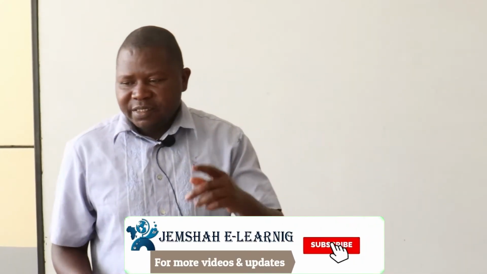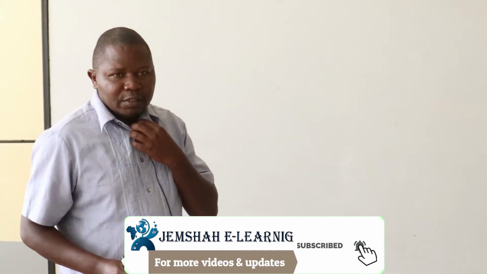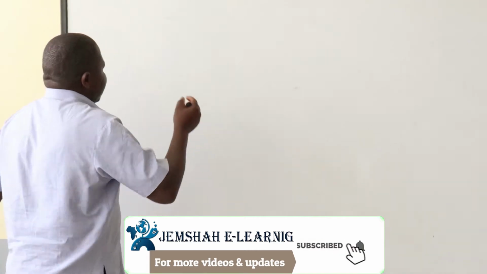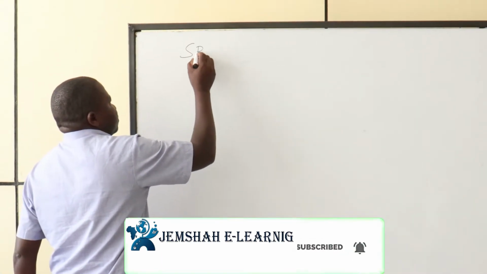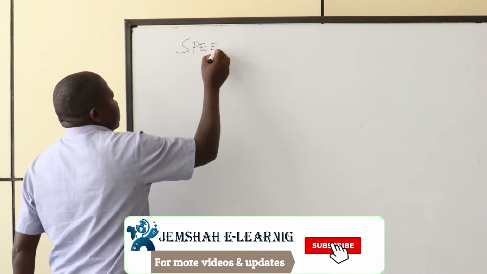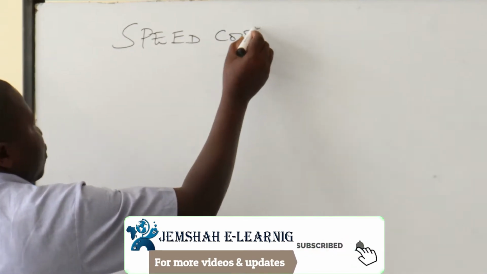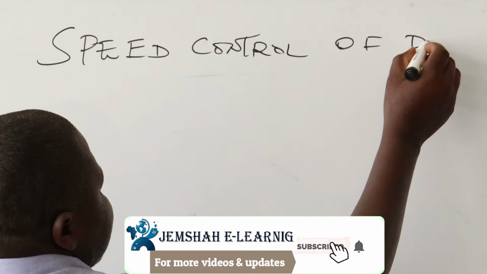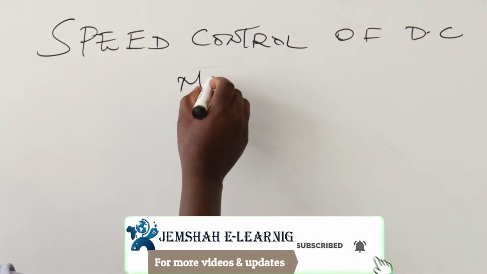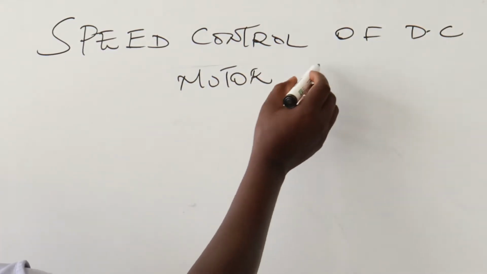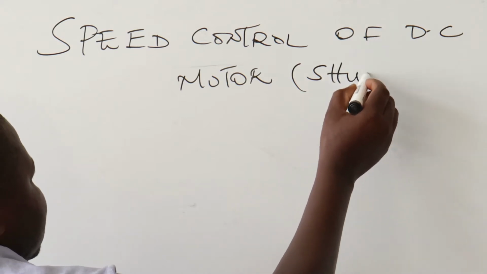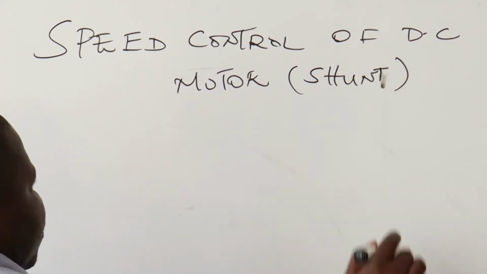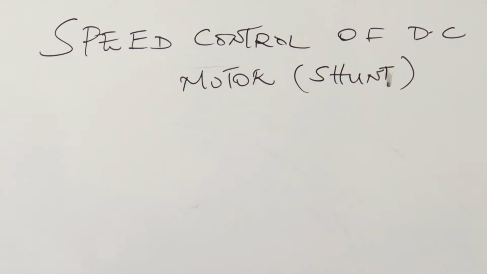Briefly back to DC motor, and back to speed control. Speed control of DC motor. I'll do shunt. Check what happened in series.